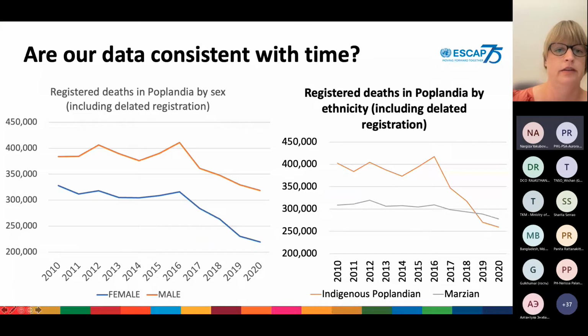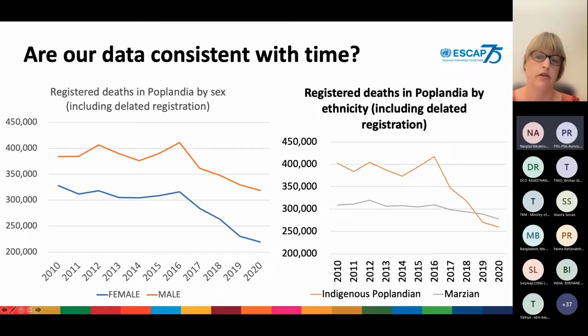Are our data consistent over time? Again, looking at it by sex, these are graphs that we saw before, but they're important to discuss again. We like that we have very similar shapes between male and female. This is good. And then between ethnicity, things were relatively okay until about 2016, and then something happened.